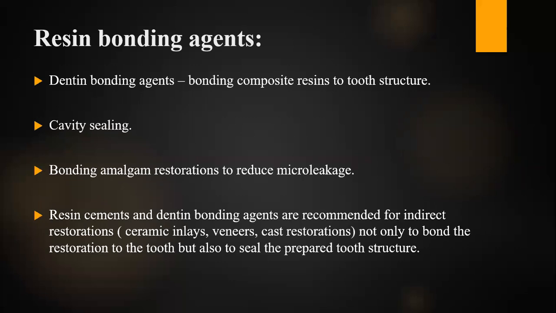Next is resin bonding agents. The resin bonding agents are used mainly for bonding composite resins to tooth structure. They can be used for cavity sealing also, and they can also be used in bonding amalgam restorations to reduce microleakage. Resin cements and dentin bonding agents are recommended for indirect restorations such as ceramic inlays, veneers, cast restorations, etc. Not only to bond the restoration to the tooth, but also to seal the prepared tooth structure.